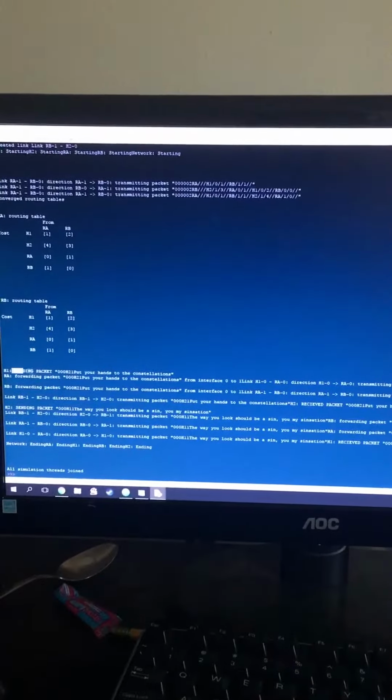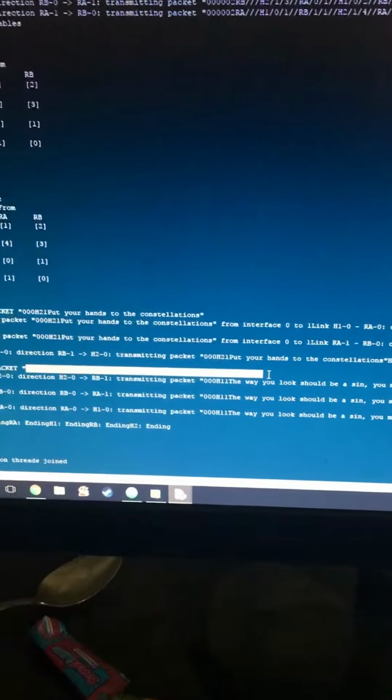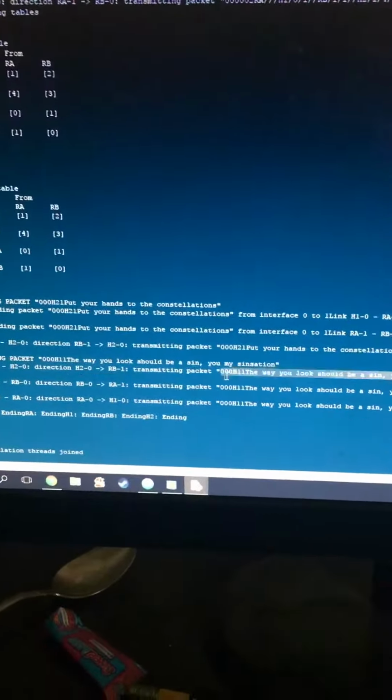We'll send a packet from host 1, "put your hands to the constellations." It'll forward it from host 1 to router A, then to router B, and then eventually host 2 will get it right here. And when host 2 gets it, it'll send a response which says, "The way you look should be a sin, you my sensation." And then using that method again, it'll look up the route to take and then take that route. And then you see that host 1 receives that packet.